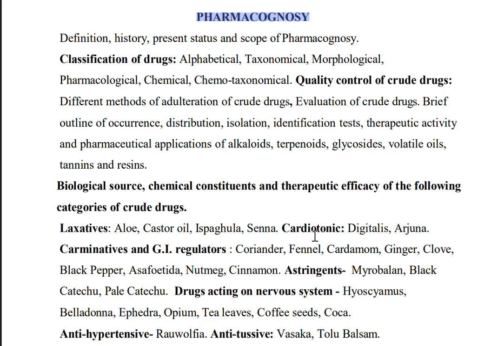Like that, we have to focus on each and every topic. And chemical tests play an important role in pharmacognosy: which color it produces, and which type of glycoside, alkaloids, tannins, or volatile oil it indicates. Like that, we have to focus on the evaluation of fluid drugs, distribution, isolation, identification tests, and therapeutic activity.